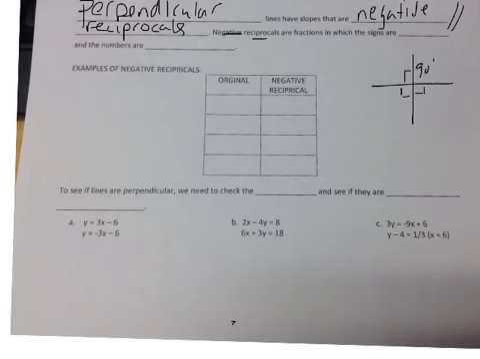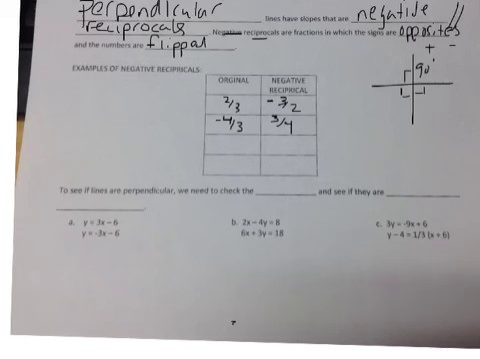Negative reciprocals are fractions in which the signs are opposites, so one's positive and one's negative, and the numbers are flipped. So some examples of that would be if we had 2/3, the reciprocal of it would be 3/2, but the negative reciprocal would be negative 3/2. So we flip the numbers and change the sign. If we had negative 4/3, we flip it like that, and we change it to positive.